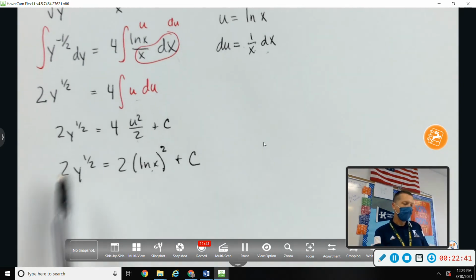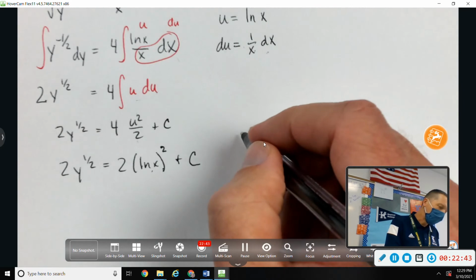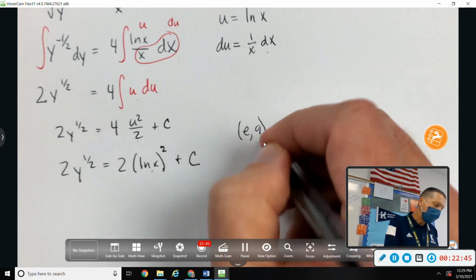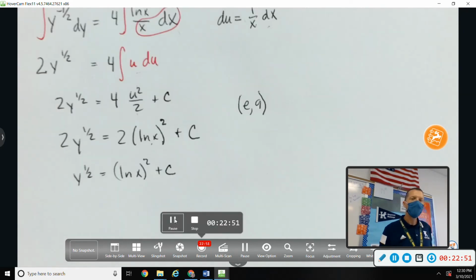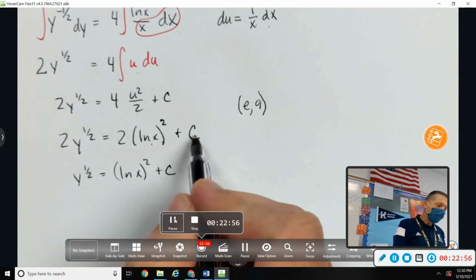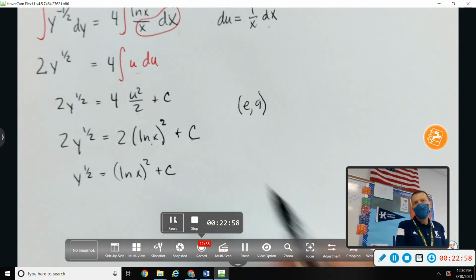I need to solve that for y, and eventually plug in the point (e, 9) to figure out what C is. So I'll pause here and see if you can go from there. So I divide by 2, make that go away. These are now different C's, but it doesn't really matter because I haven't figured out what C is yet.